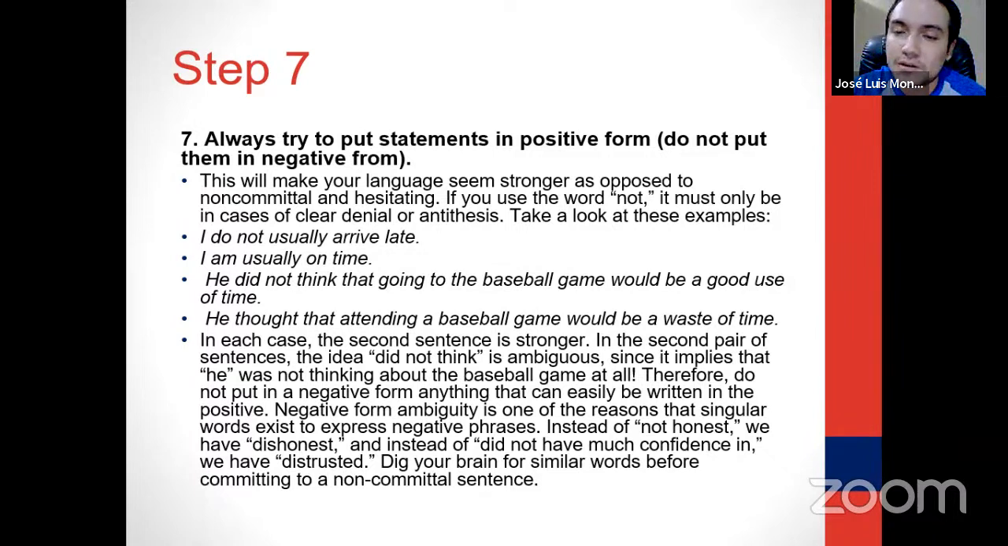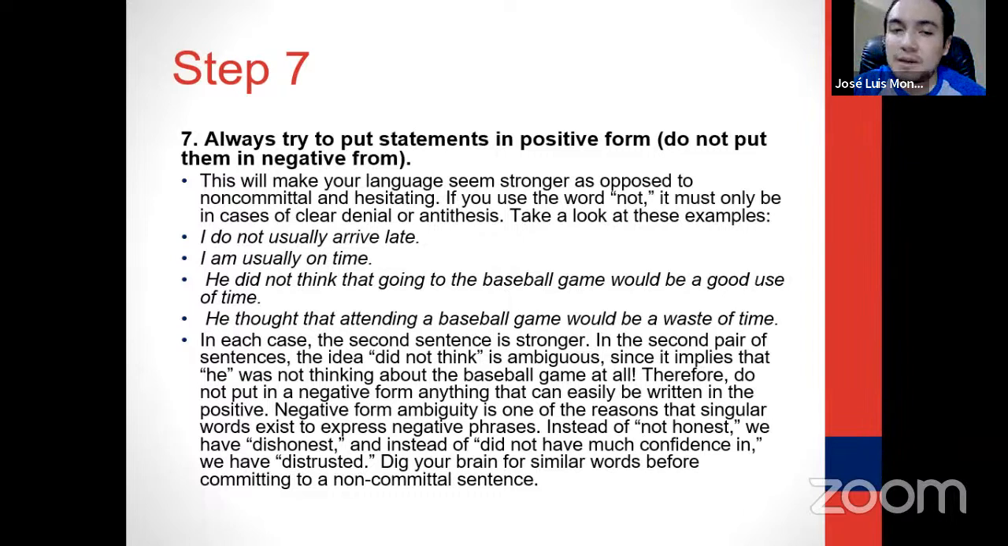It has to be clear. It has to be concrete. It has to be literal. We have to avoid then negative sentences. This will make your language seem stronger as opposed to non-committal and hesitating. If you use the word not, it must only be in cases of clear denial and antithesis.